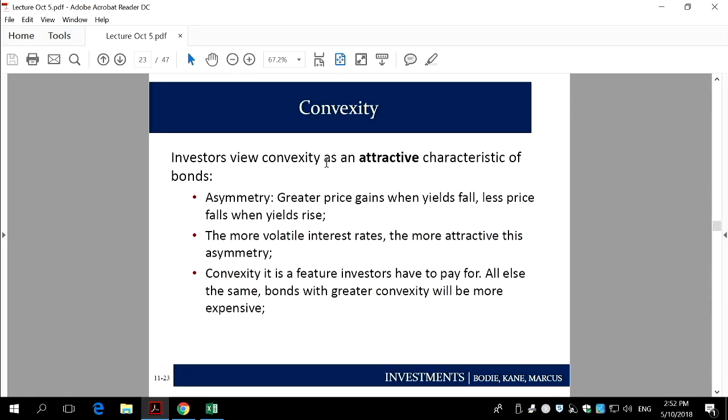That's why convexity is an attractive characteristic of a bond. And it's a feature that investors have to pay for because everybody knows it's good. So you have to pay more for convexity, or else the same bonds with greater convexity will be more expensive, right?